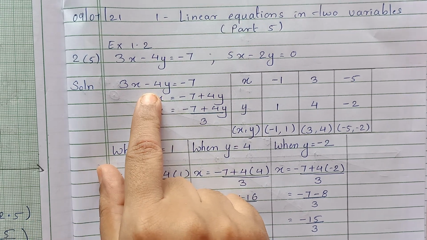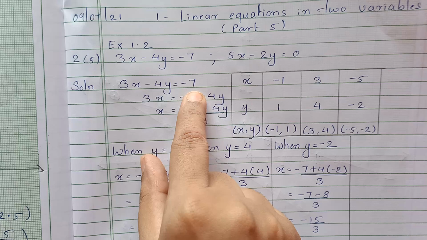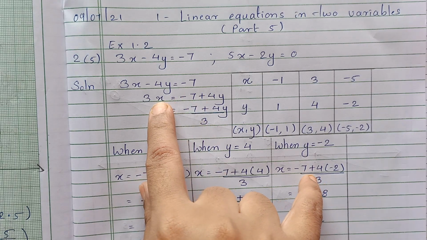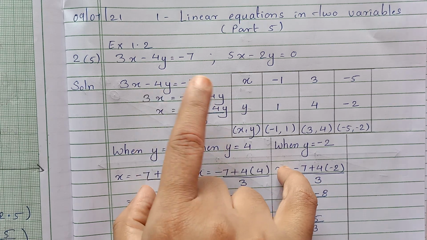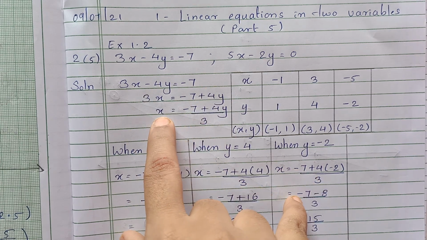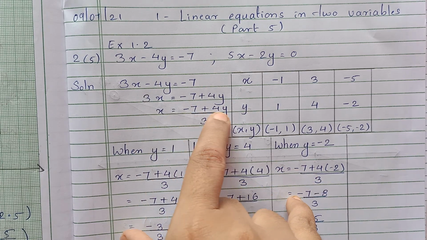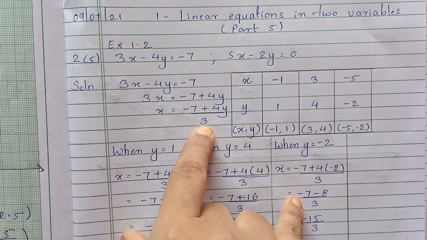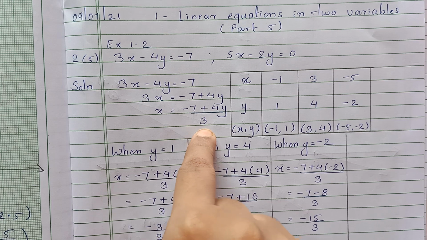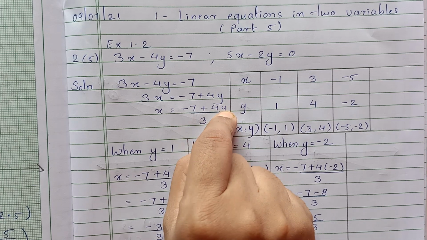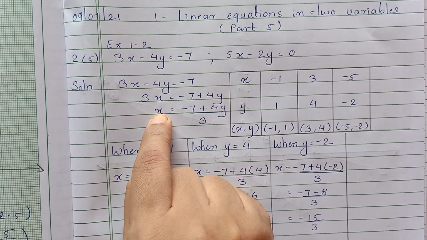See, when you solve the first equation, 3x minus 4y equal to minus 7, you get 3x as minus 7 plus 4y. This minus 4y shifts to the other side. Then x becomes minus 7 plus 4y upon 3. Why did we simplify this equation in this manner? So that we can just put a value of y and get the value of x.